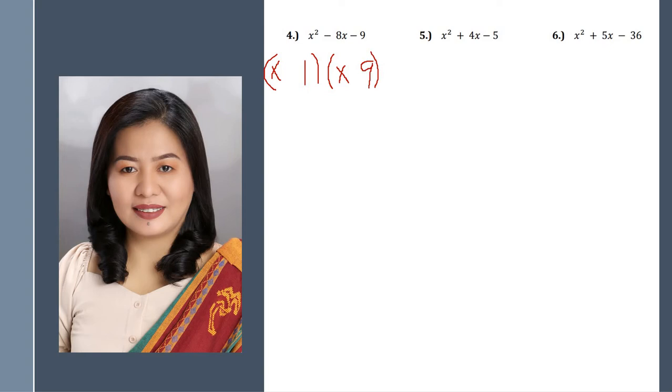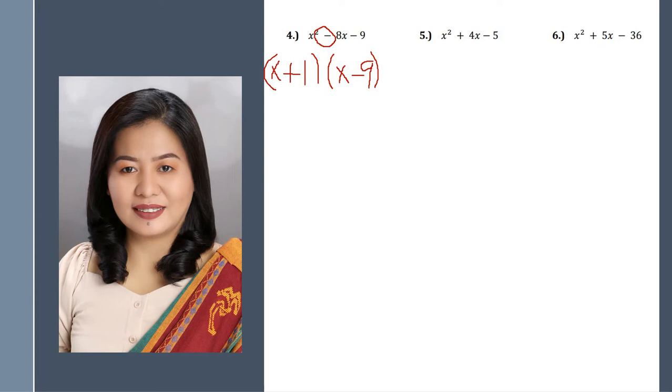Since the last term is negative, that means they will have different signs. But we look at the middle term. Since the middle term is negative, then we give the minus sign to the bigger number, which is 9. Therefore, the 1 will have a positive sign. So the factors of x squared minus 8x minus 9 are x plus 1 times x minus 9.